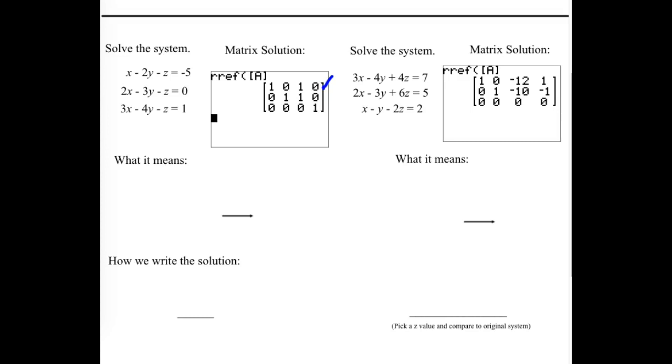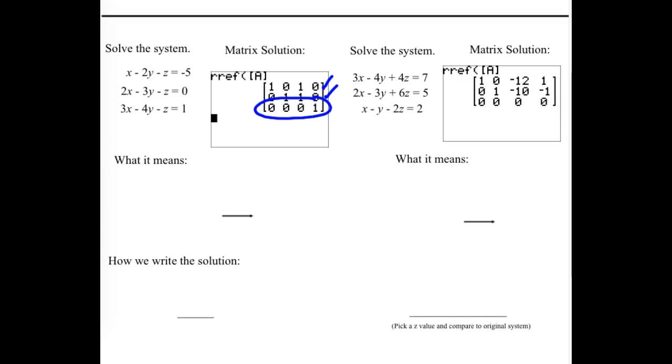Yes? So that means x and z have to be opposites, right, to cancel out. Y and z have to be opposites to cancel out. But what does the bottom row tell us? 0 equals 1. Can 0 equal 1? No, that's that false statement that we got back in Chapter 8, right, when we were solving a system and we got things like 0 equals 5.